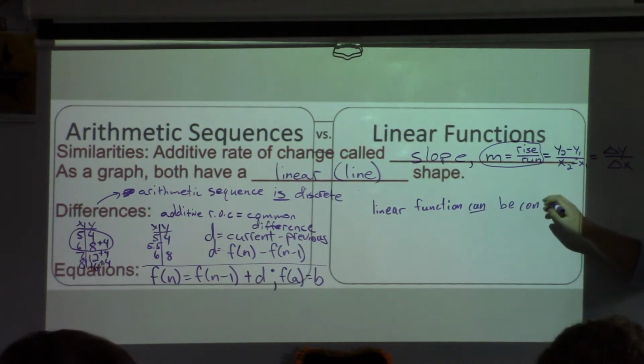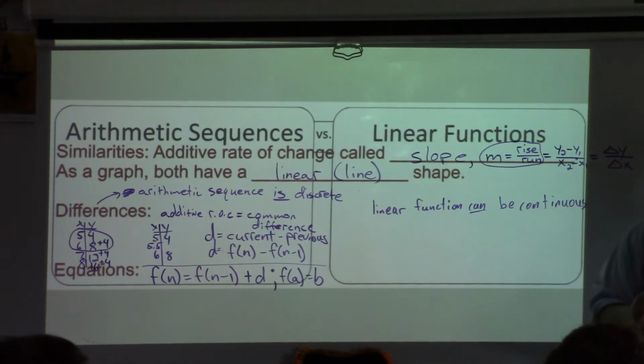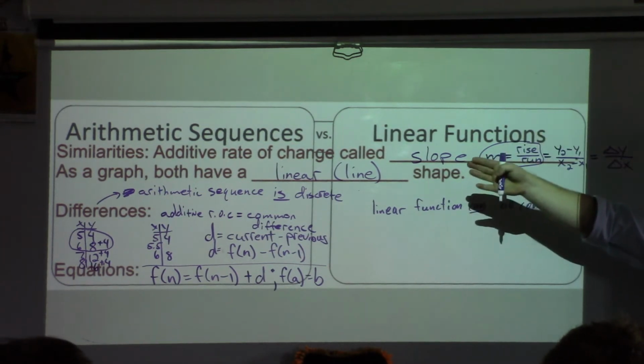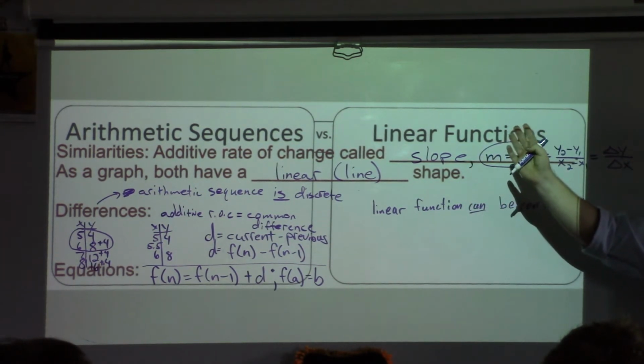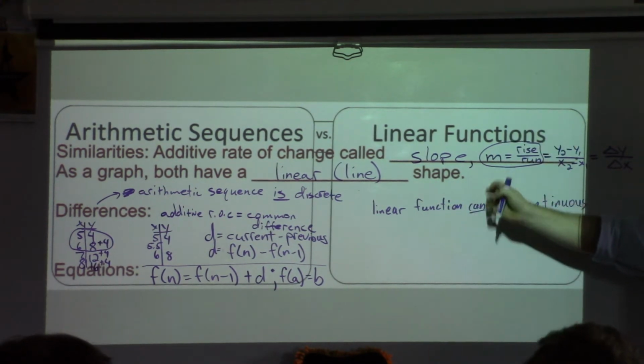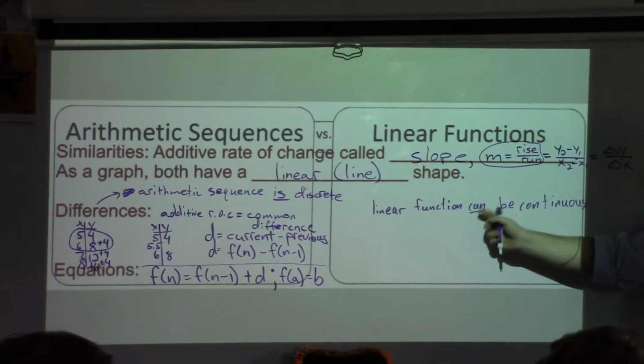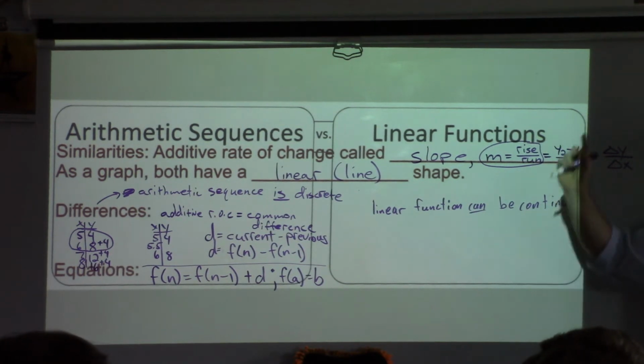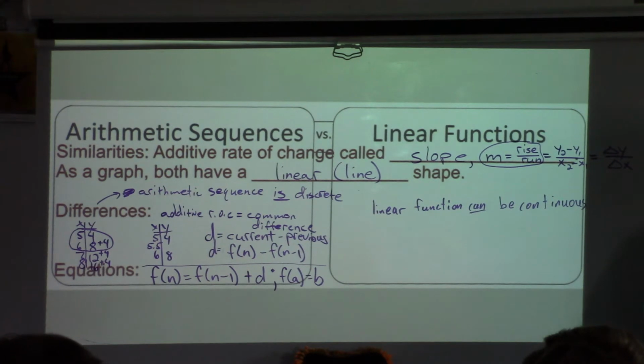If a linear function can be continuous, can it also be discrete? Yes. So that's a small difference. Remember, I said an arithmetic sequence is a type of linear function. So discrete sequences fall within linear functions, but a linear function can be continuous, and an arithmetic sequence cannot be continuous. Does that make sense? We good with that idea?